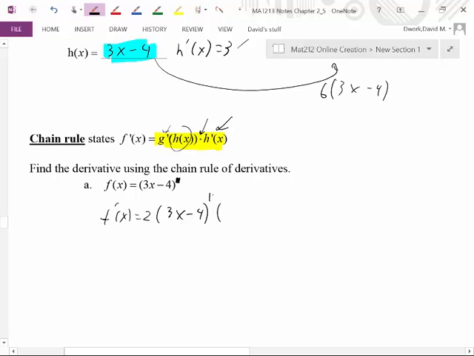So what's the derivative of 3x? 3. What's the derivative of negative 4? 0, because that's a constant. So now I just kind of combine like terms and do all that kind of jazz, and I've got 2 times 3, which makes 6 times 3x minus 4. So you see, we get the same answer, just, I don't know, it's a little mental math, a little bit of scratching out, but you get there.